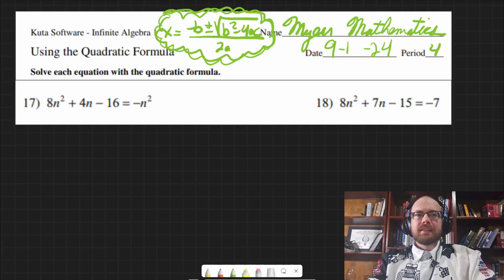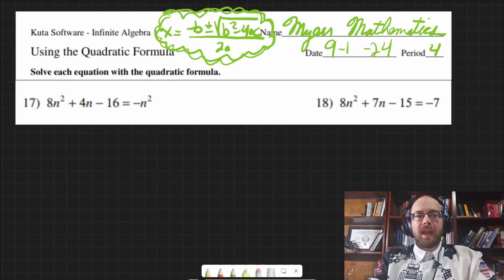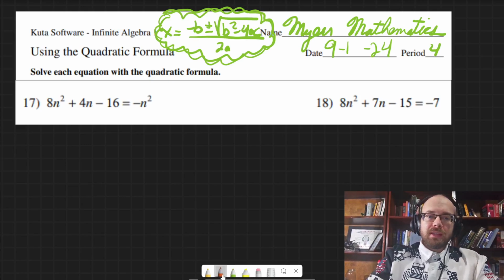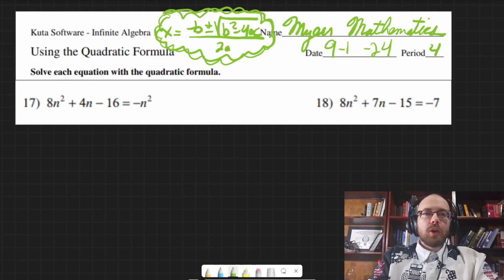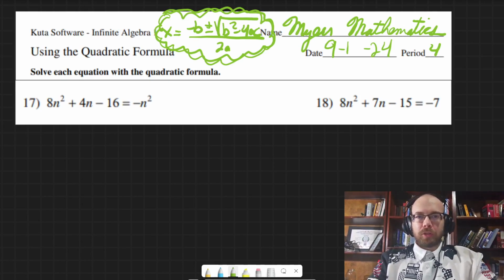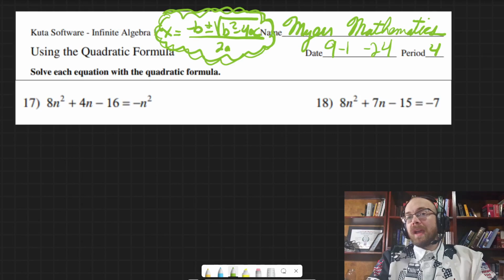We're looking at 17 and 18. These are the last ones on the quadratic formula that we want to look into. So let's do that. Why do I have it on orange? I want it on blue. There we go. So we have the formula sitting up here at the top for your convenience. X equals negative b plus or minus the square root of b squared minus 4ac all over 2a.